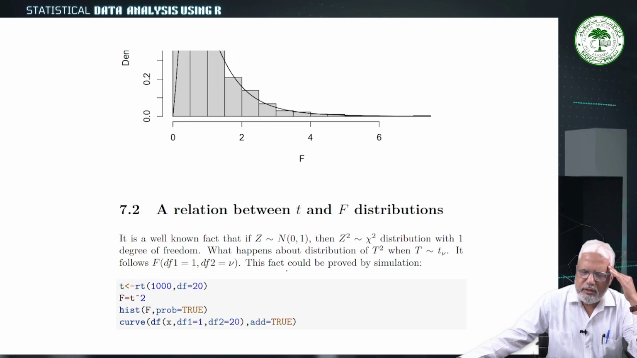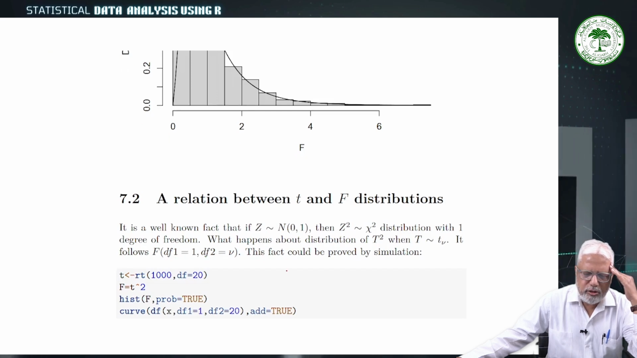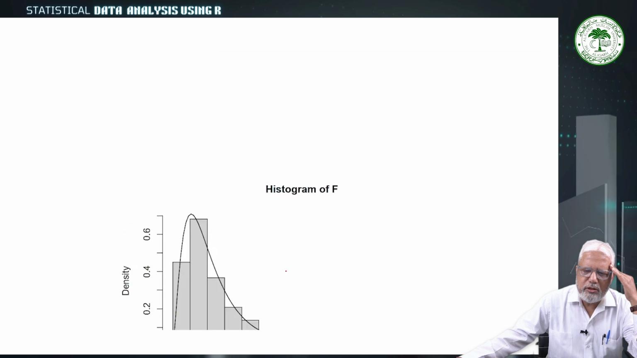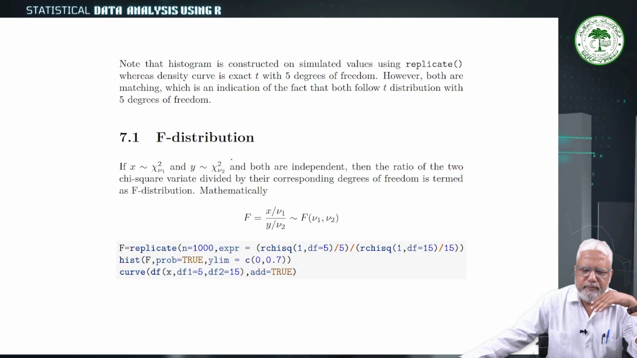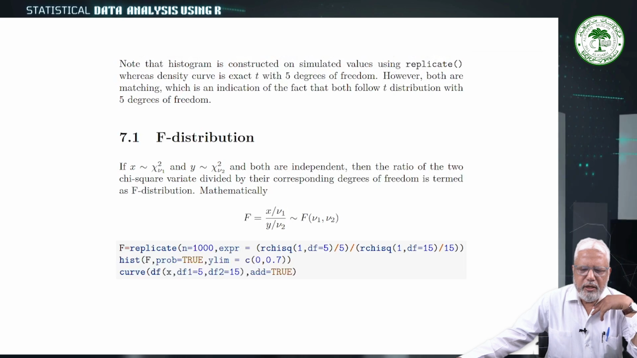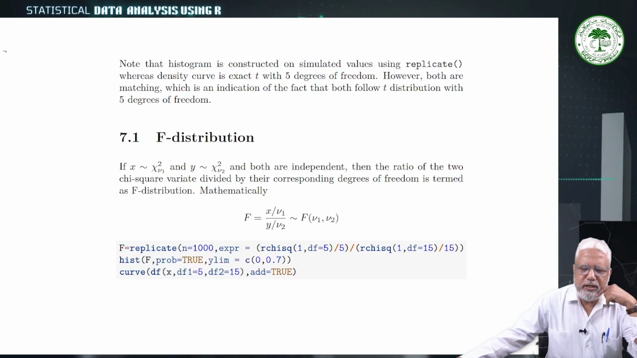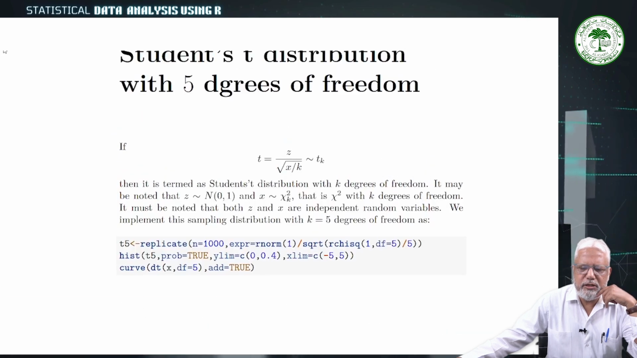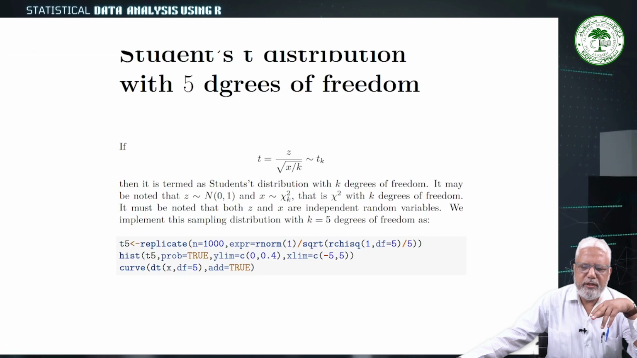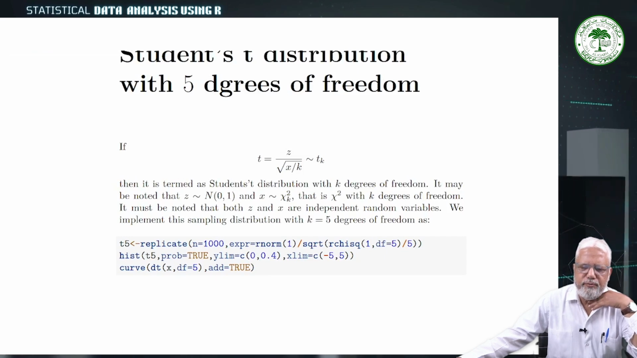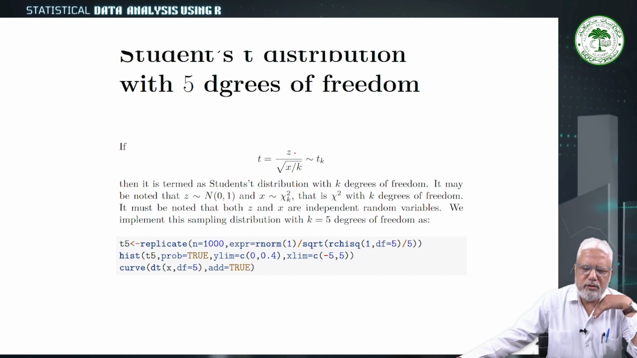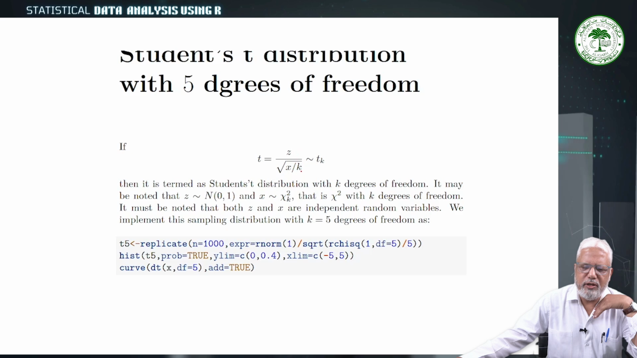This fact could be proved by the simulation. Actually, if we go into the expression of F distribution, I will explain. This is the ratio of 2 chi-square divided by their degree of freedom. So this is F statistic. And if you go to understand T distribution, what is it? T distribution is nothing but the ratio of two variables. The numerator is Z normal 0, 1, and here X follows chi-square with 1 degree of freedom.